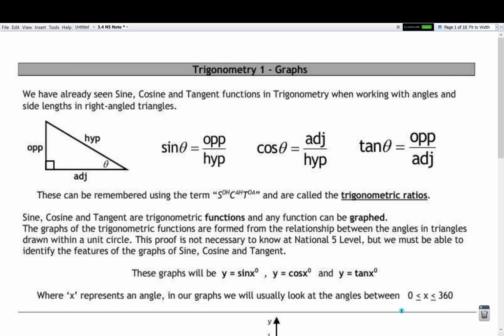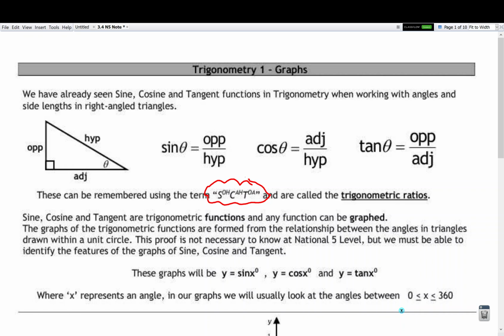The three trigonometric functions, sine, cosine and tan. We've already seen these before last year. Basically the whole topic is just working with angles and sidelines in right angle triangles, and we get these three ratios. We get the sine of the angle theta as the opposite over hypotenuse, the cosine of the angle theta is the adjacent side over the hypotenuse, and the tangent of theta is the opposite over the adjacent. And these three ratios can be conveniently remembered by the little SOHCAHTOA memory tool, and that's a trigonometric ratio.